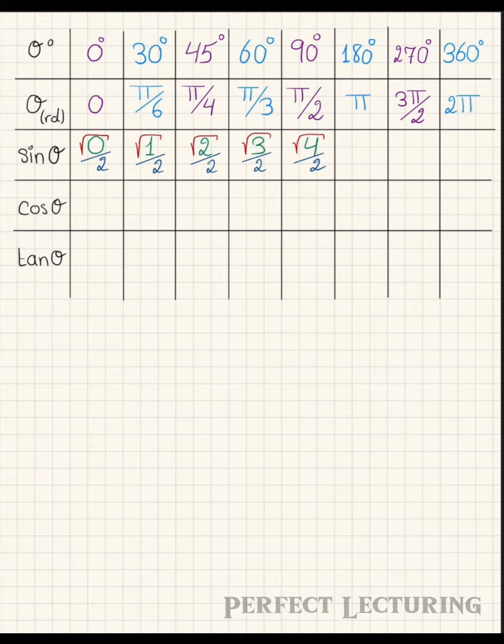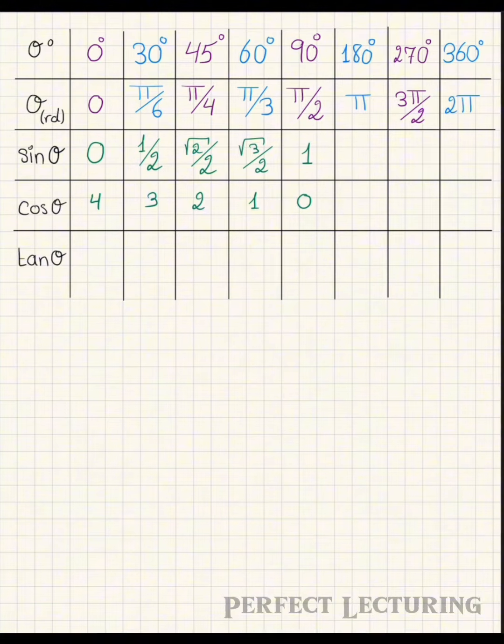So sine of 0 is 0, sine of 30 is 1 over 2, sine of 45 is the square root of 2 over 2, sine of 60 is the square root of 3 over 2, and sine of 90 is equal to 1. Now I'm going to do the same thing for cosine of theta, but I will start from right to left. So we list the numbers from 0 up to 4, apply the square root on these numbers, and then divide by 2, and finally we got the cosines.